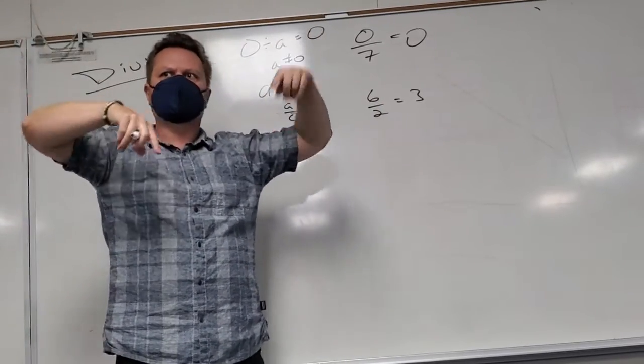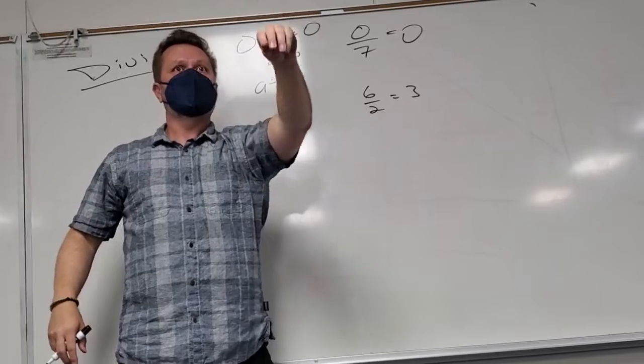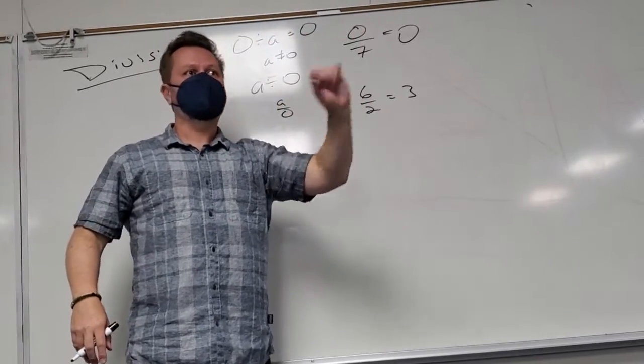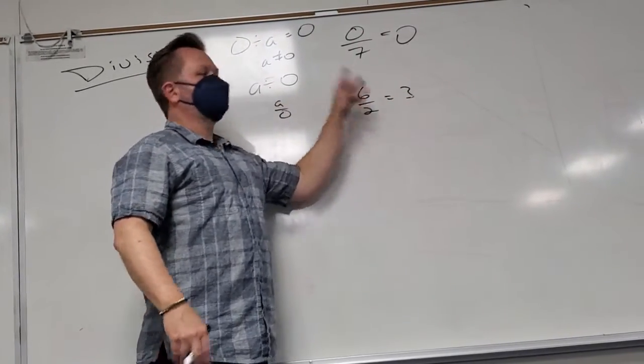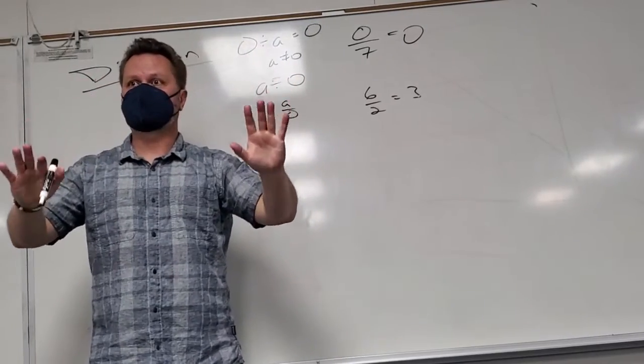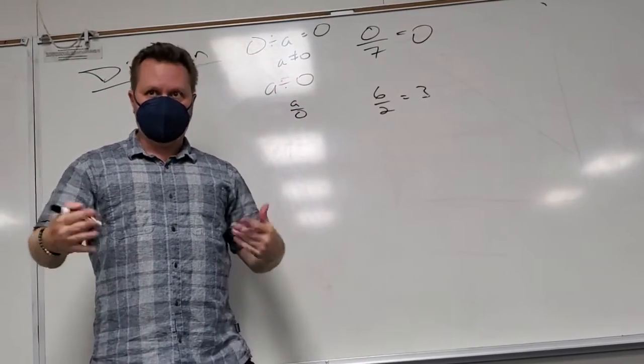So 6 divided by 2 is 3, because 3 is the number that's defined in such a way that when I multiply by 2, I get 6. God, that was a long-ass way to say 3 times 2 is 6. Yeah. Right? And I'm doing it for a reason.